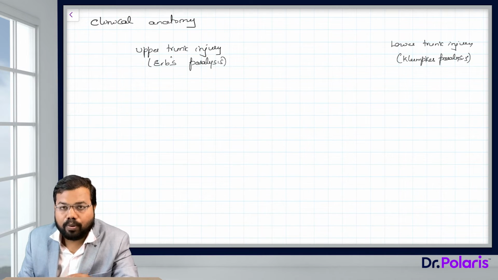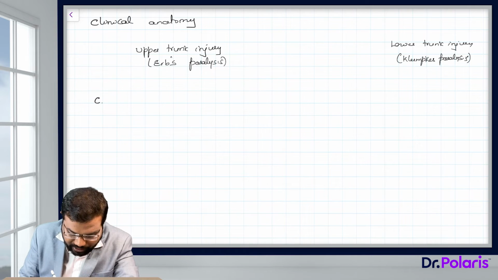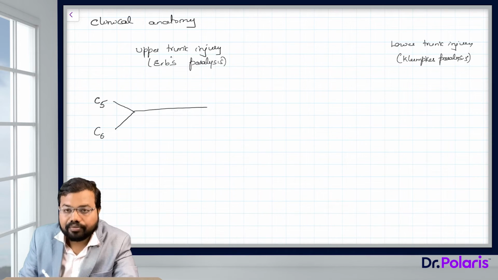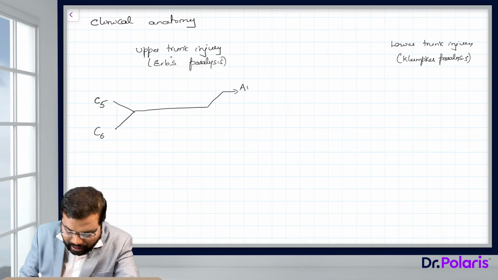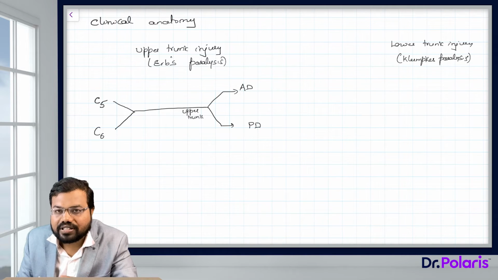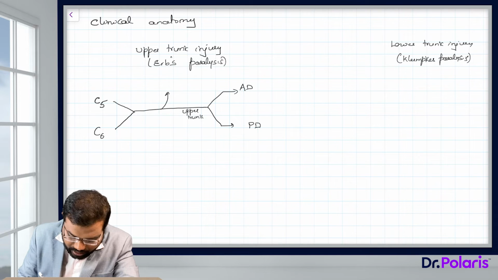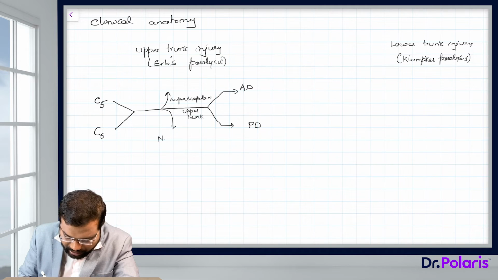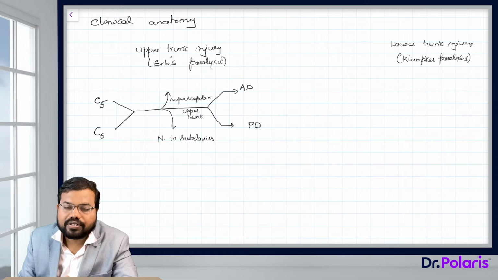First, you have to understand Erb's point. We have the C5 root and C6 root. C5 and C6 roots fuse to form the upper trunk, and the upper trunk has an anterior division and a posterior division. What are the branches of the upper trunk? Two branches come from the upper trunk. One goes upwards, called the suprascapular nerve. The other goes downwards, called the nerve to subclavius. The suprascapular nerve supplies the supraspinatus and infraspinatus, whereas the nerve to subclavius supplies the subclavius muscle.